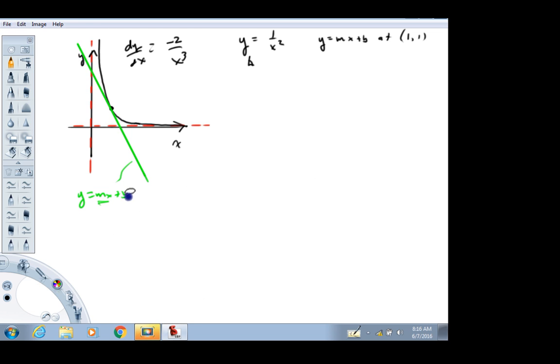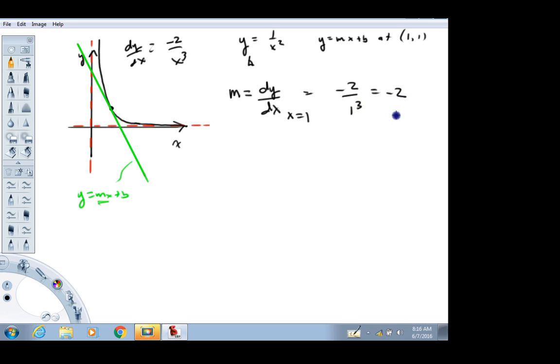So now, back to what is it we're trying to accomplish? We're trying to find an equation for this tangent line. For that, we need the slope, and that's what the derivative will tell us. So the slope of that tangent line is going to equal dy dx evaluated at x equals 1. So that's going to be negative 2 over 1 cubed, which is negative 2.